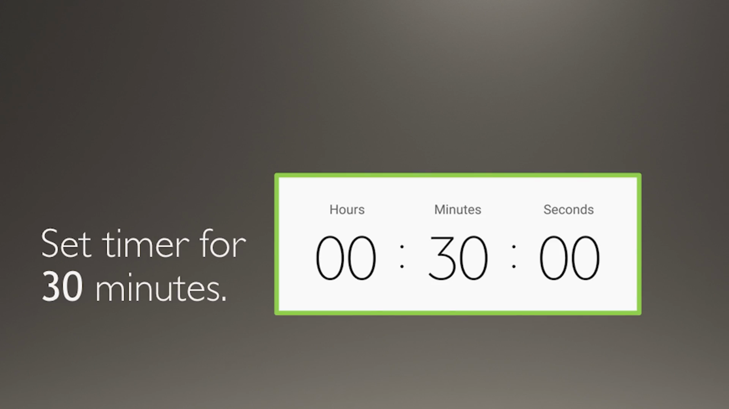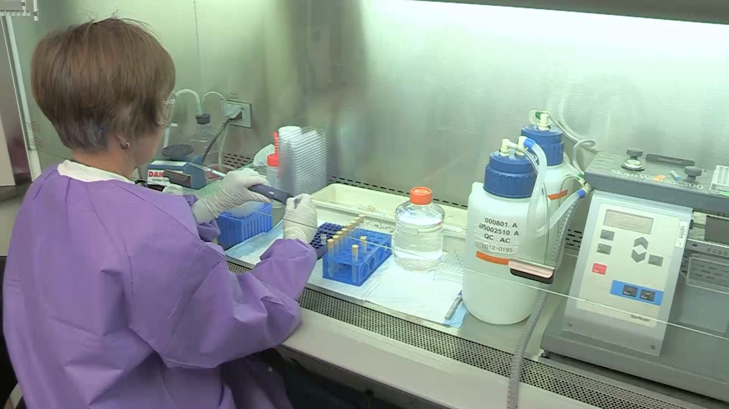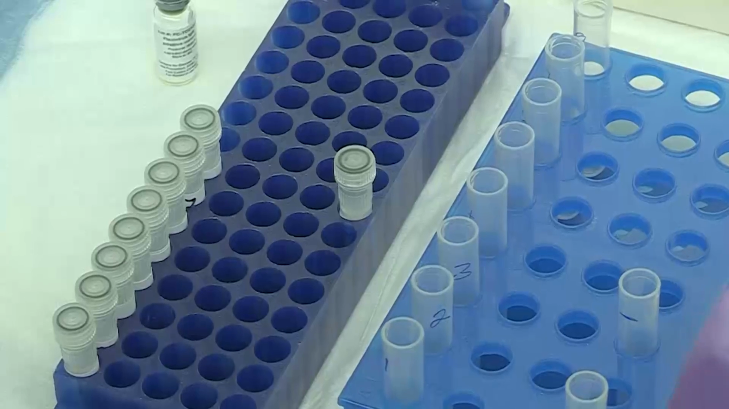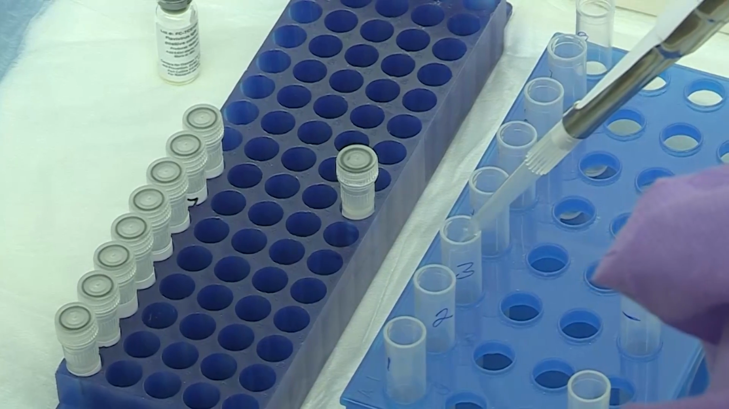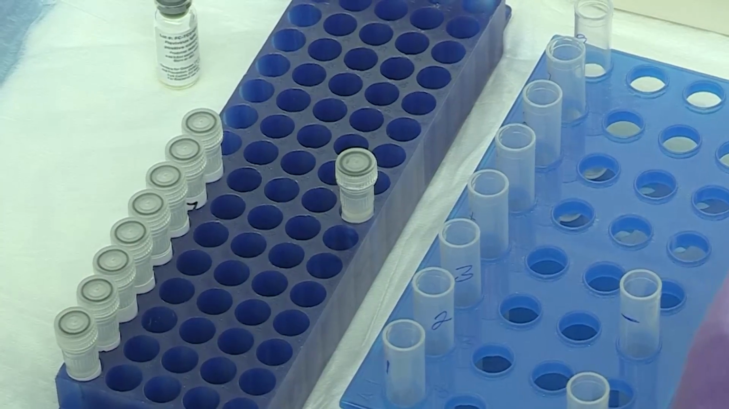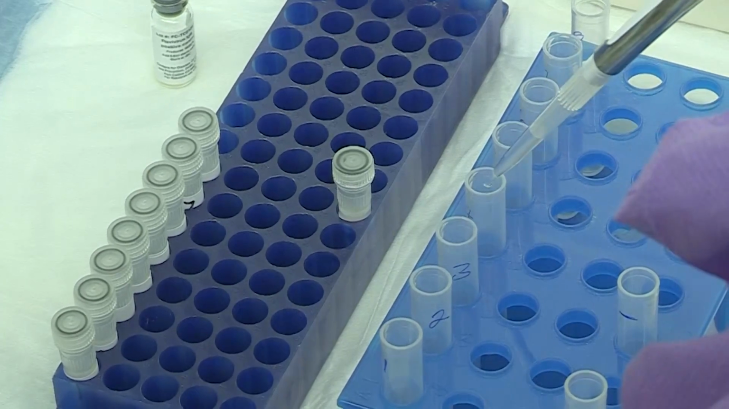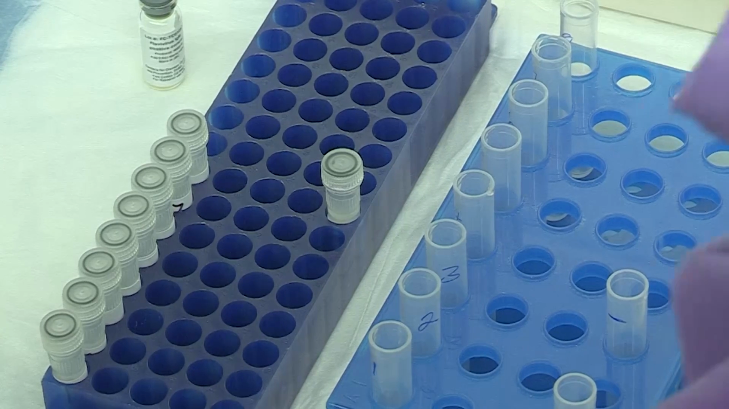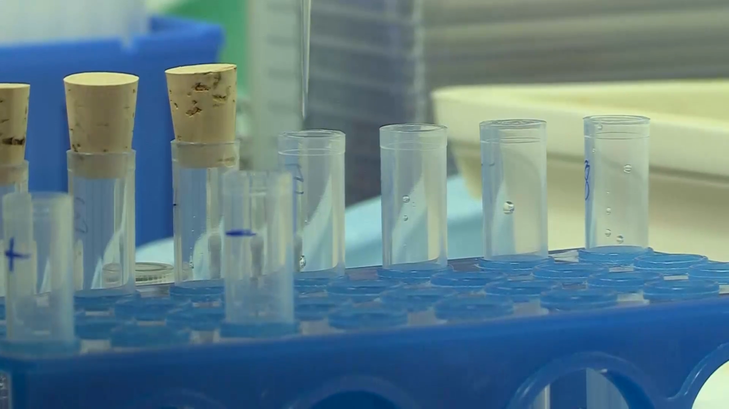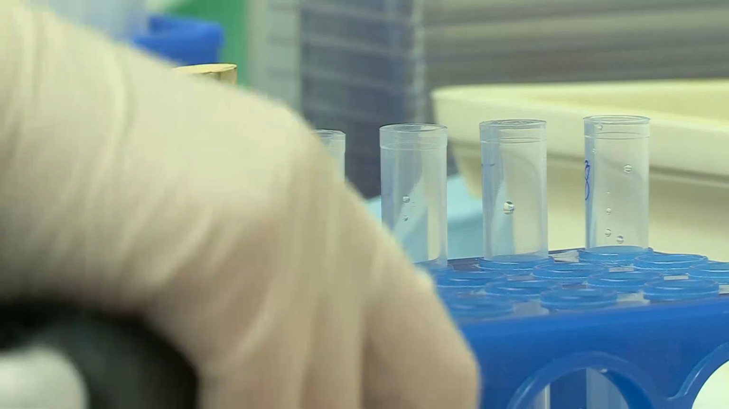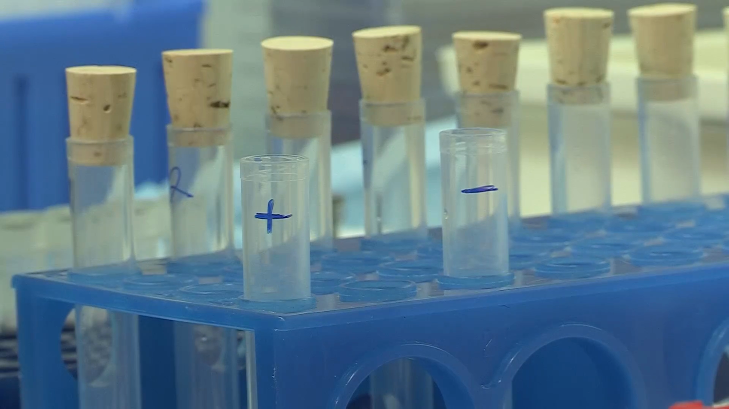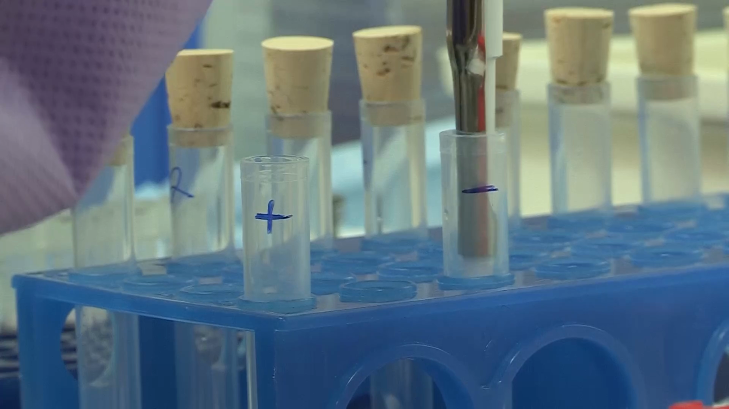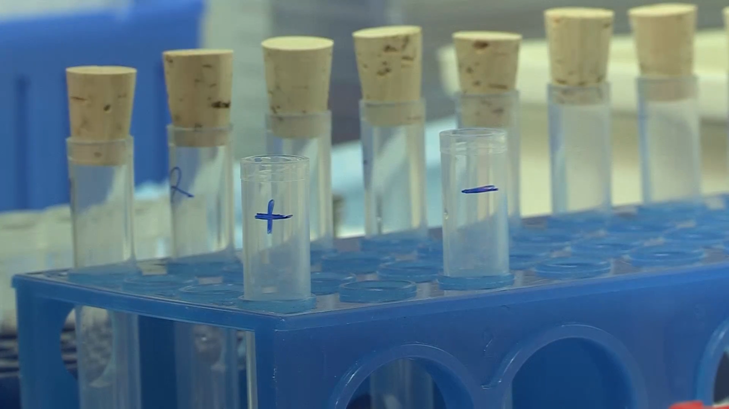While the plates are blocking, prepare the test samples and controls. Test samples are best prepared the day of use, but can be prepared up to 1 day ahead of time and refrigerated. Dilute the test serum samples 1 to 400 in wash buffer by adding 1 microliter of serum to 400 microliters of wash buffer. The negative control should also be diluted to 1 to 400 in wash buffer.